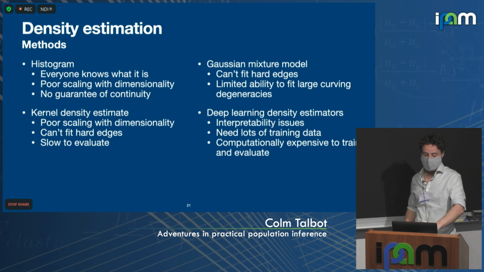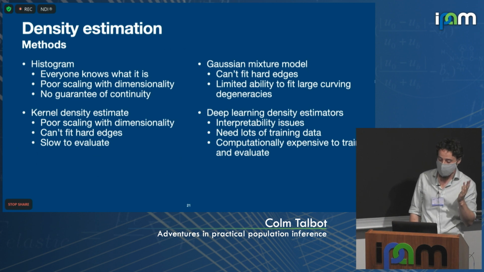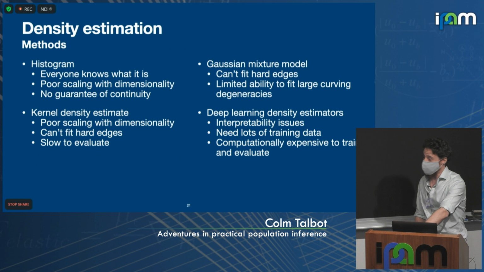Continuing on, the kernel density estimate and the Gaussian mixture model are similar in spirit. They attempt to fit a smooth distribution composed of a bunch of Gaussians, which means it has difficulty with hard edges. Gaussian mixture models especially can struggle with sharply curved spaces, such as the strongly curved surfaces in sky location, if you look at these weird bananas we have on the sky. And then there are other deep learning-based estimators, which come with all the usual caveats about deep learning.